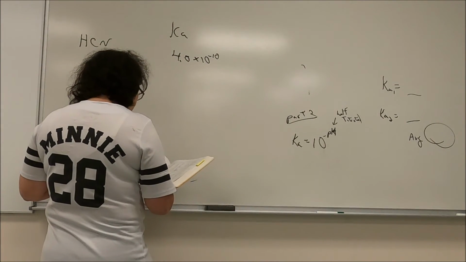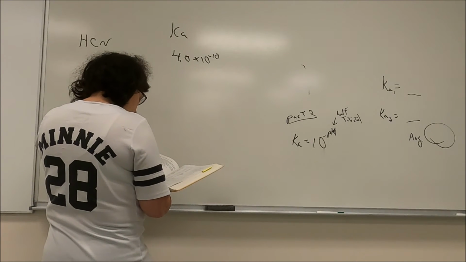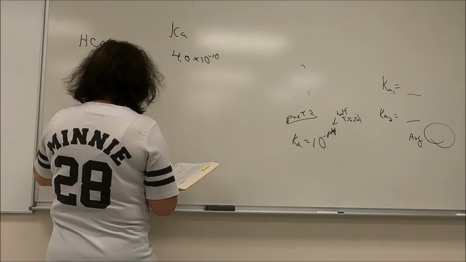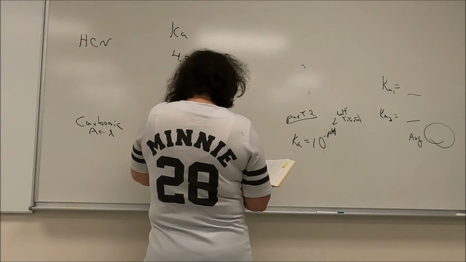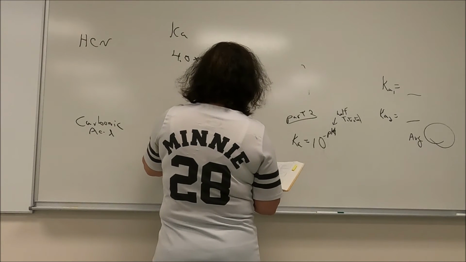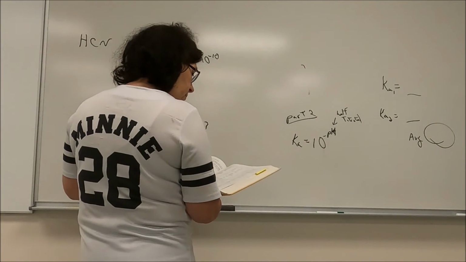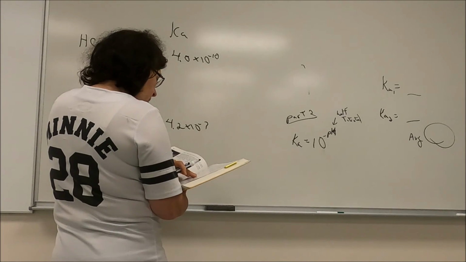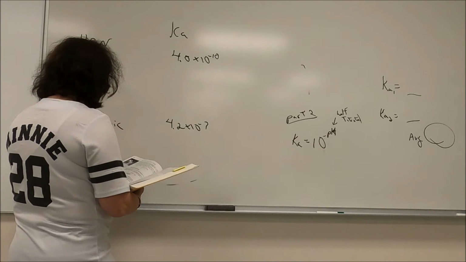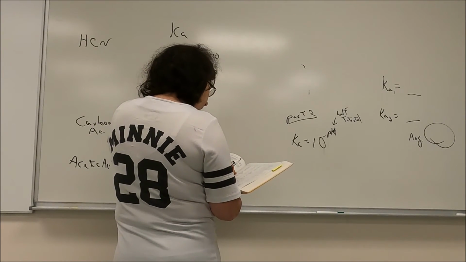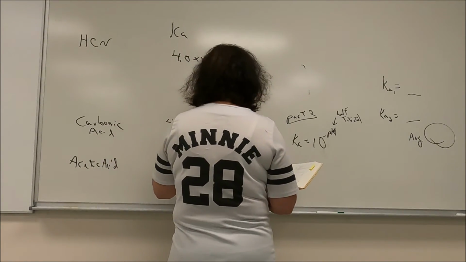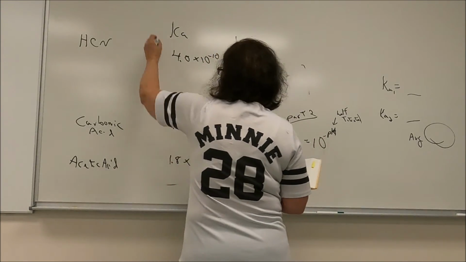You could have carbonic acid. It has a Ka of 4.2 times 10 to the minus 7. You could have acetic acid. And it has a Ka of 1.8 times 10 to the minus 5. So those are your three choices.